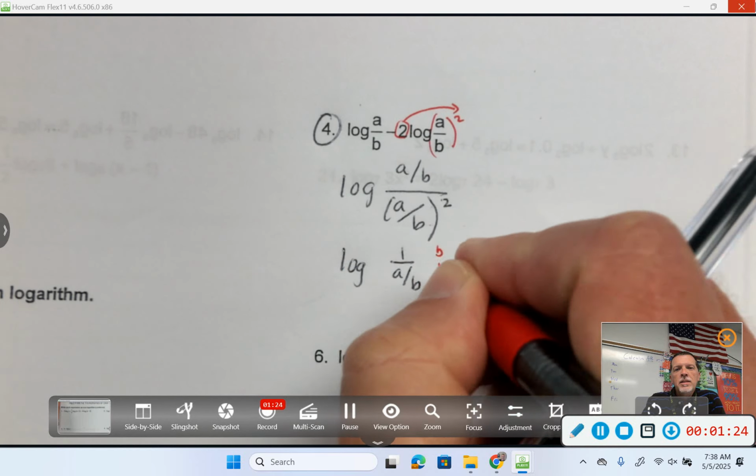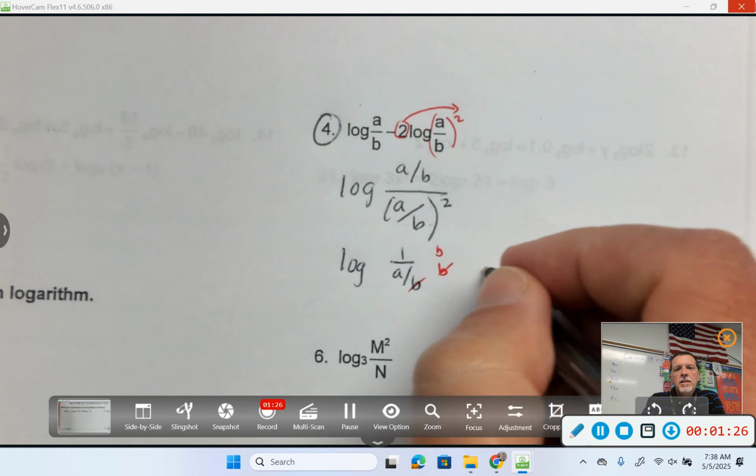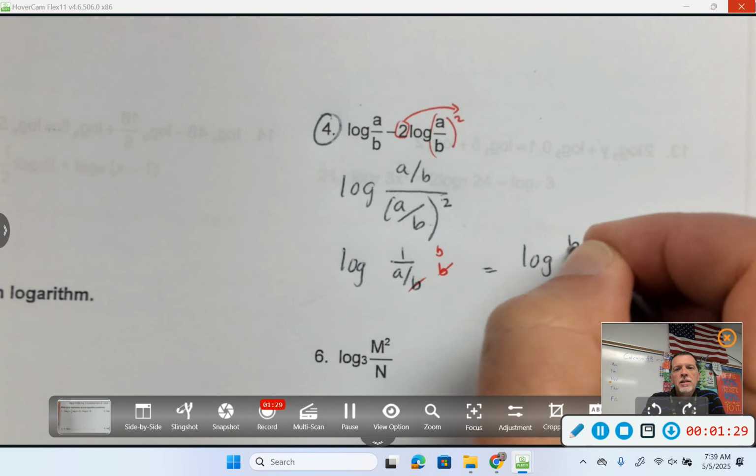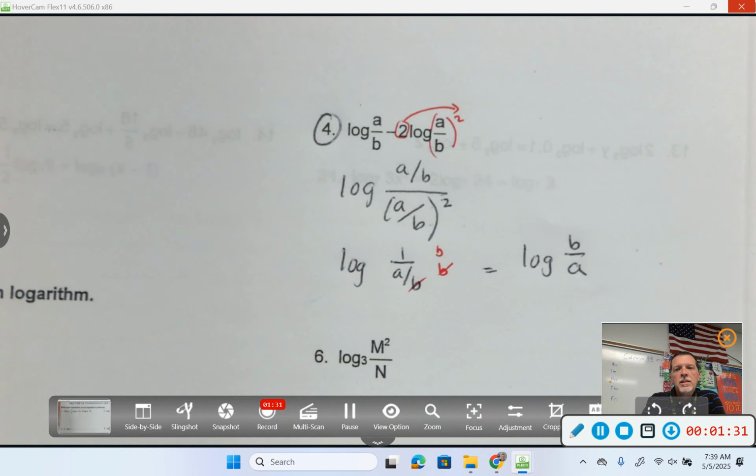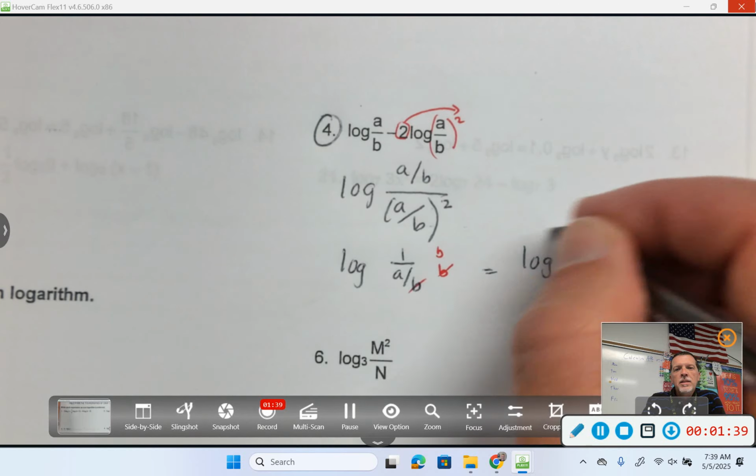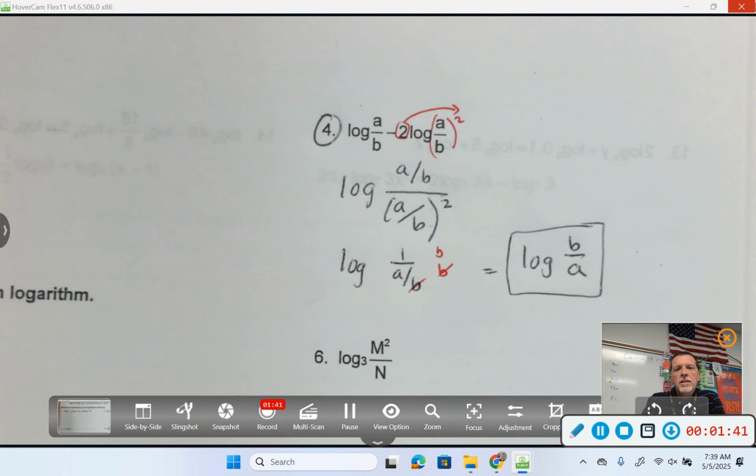If I multiply top and bottom by b, I end up with log of b over a. If you keep it, change, and flip it, you end up with b over a. If you multiply the top and bottom by b over a, you end up with b over a. So, however you would like to get there, we should end up with log of b over a.